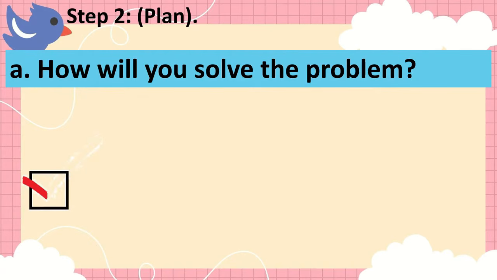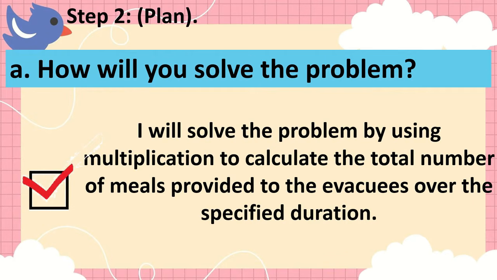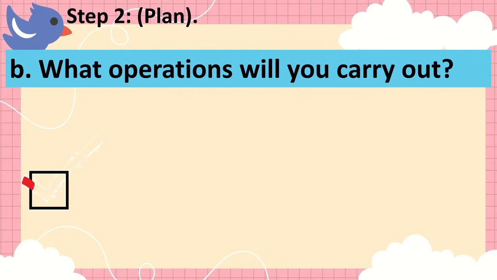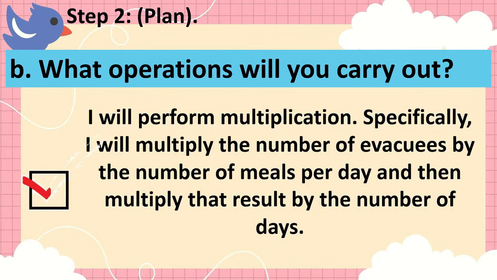How will you solve the problem? You're right. You can solve the problem by using multiplication to calculate the total number of meals provided to the evacuees over the specified duration. What operations will you carry out? Very good. You can perform multiplication. Specifically, multiply the number of evacuees by the number of meals per day and then multiply that result by the number of days.